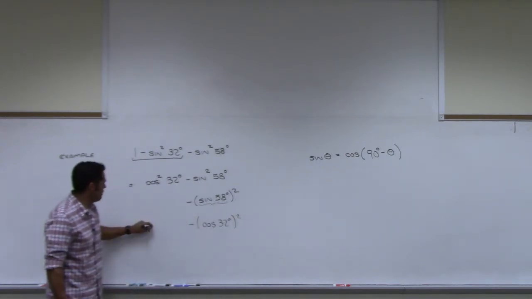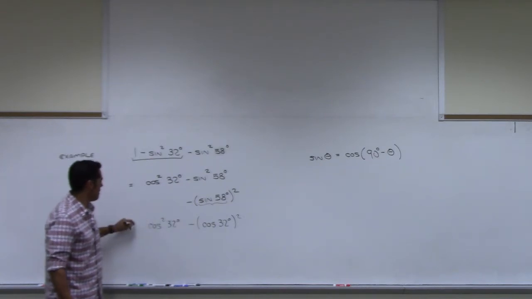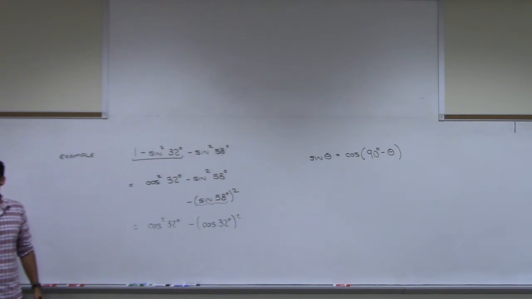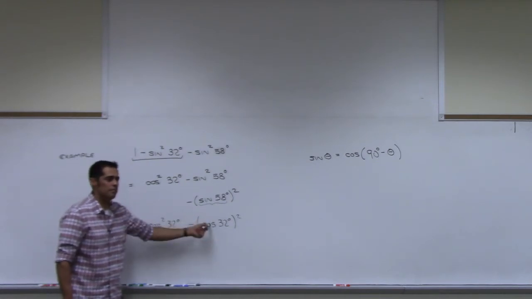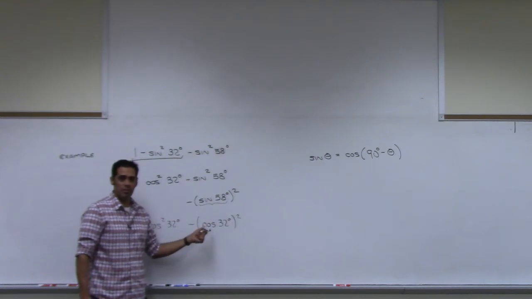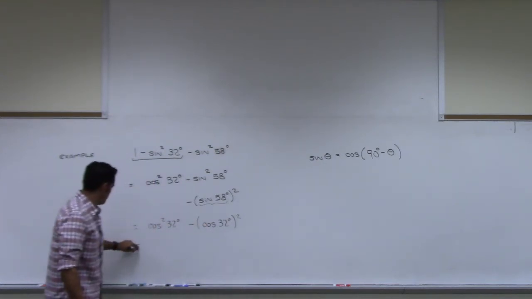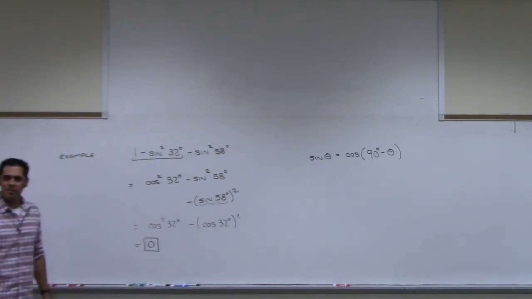And then out here, what do we have? Cosine squared 32 degrees, right? Which just equals 0, because these mean the same thing, don't they? So this is cosine squared 32 degrees minus cosine squared 32 degrees, and that's 0. Does that make sense to you?